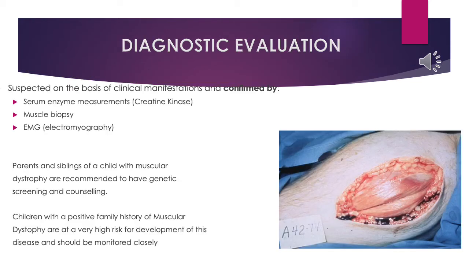Muscular dystrophy is often suspected on the basis of clinical manifestations. It is diagnosed by doing a muscle biopsy, electromyography, and testing the child's blood level for creatine kinase. Creatine kinase levels will be elevated early on in the disease process and will decrease in the later stages of the disease. It is important that parents and siblings of a child with muscular dystrophy are recommended to have genetic screening and counseling. Children with a positive family history of muscular dystrophy are at very high risk for developing this disease and need to be monitored very closely.